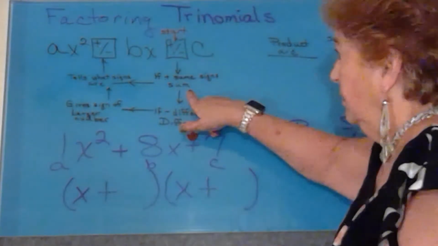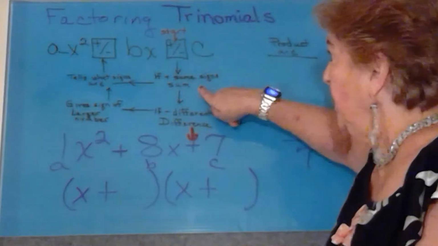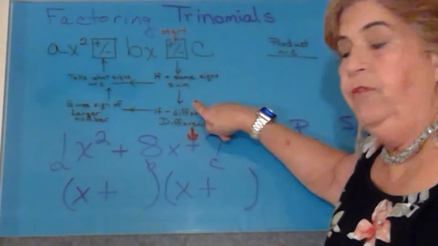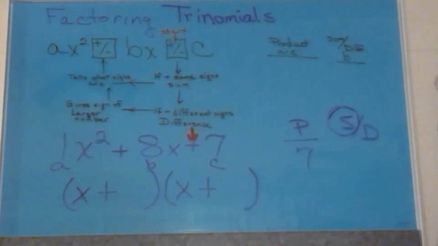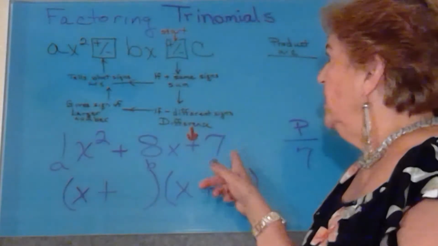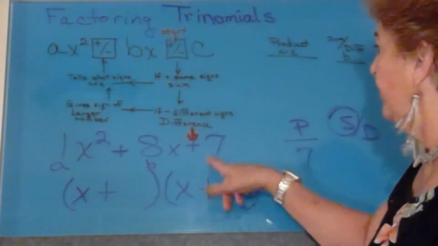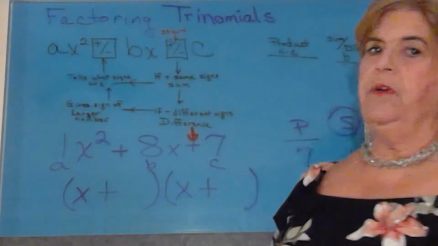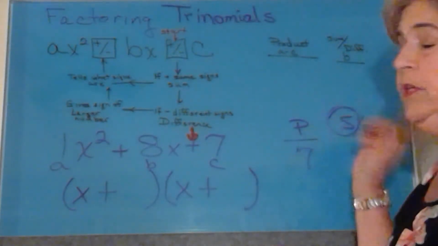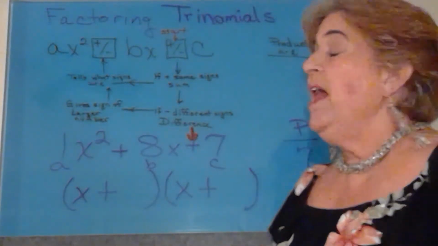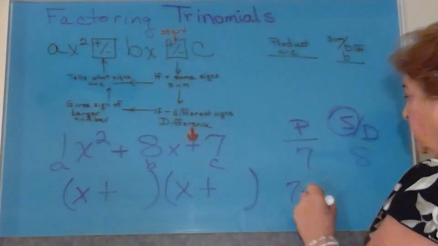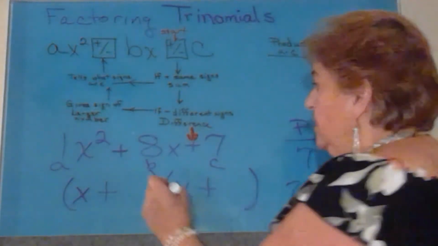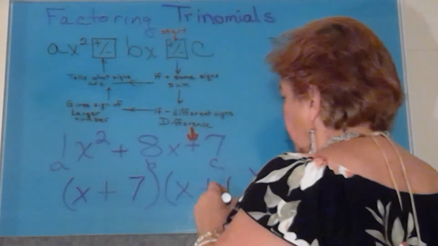Well, up here, when that's a plus, I knew that the signs were going to be the same. It also tells me that I'm looking for a sum. So I need a sum that's the same as b. And b is 8. Well, this problem isn't too difficult to figure out because there's only 2 numbers that give me a product of 7. That's 7 times 1. And 7 plus 1 does give me 8. So that means I'm going to put a 7 here and a 1 here.